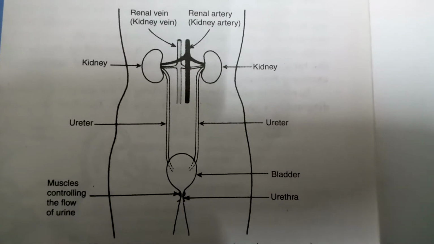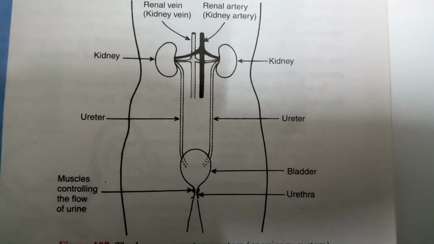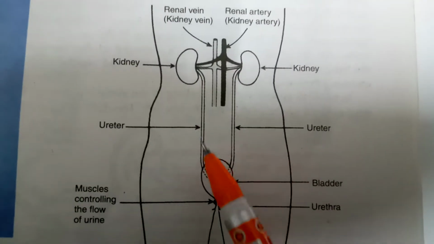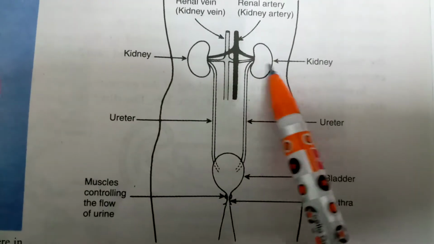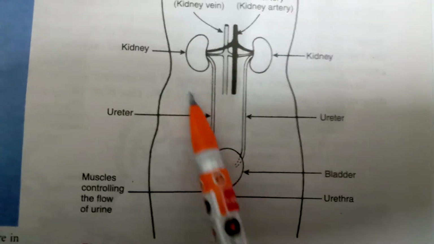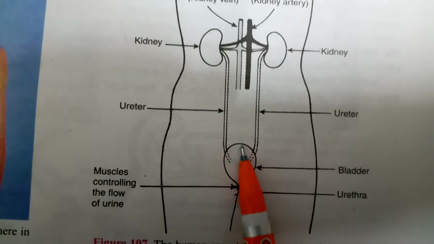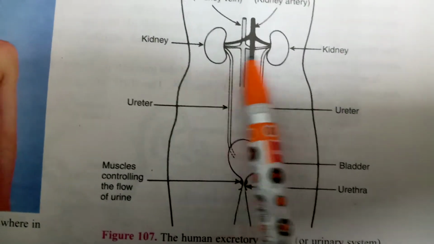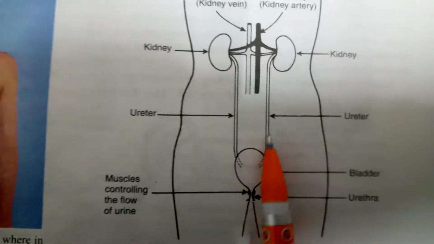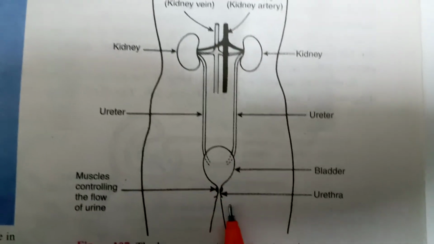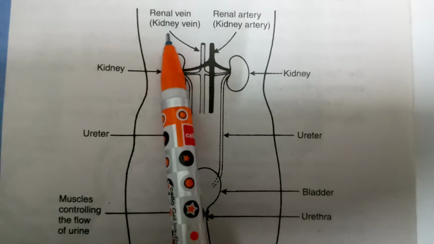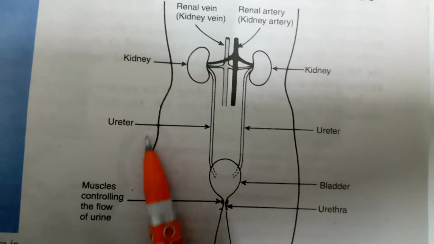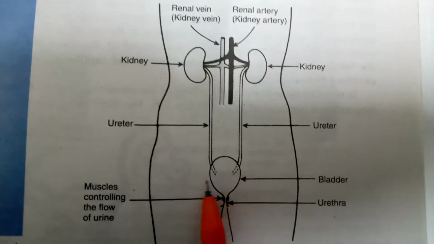Here I am showing you the excretory system of human beings. So what are the parts of the excretory system of human beings? One pair of kidneys, one pair of ureters, bladder, urethra, and also renal vein and renal artery. These are the parts of the human excretory system.